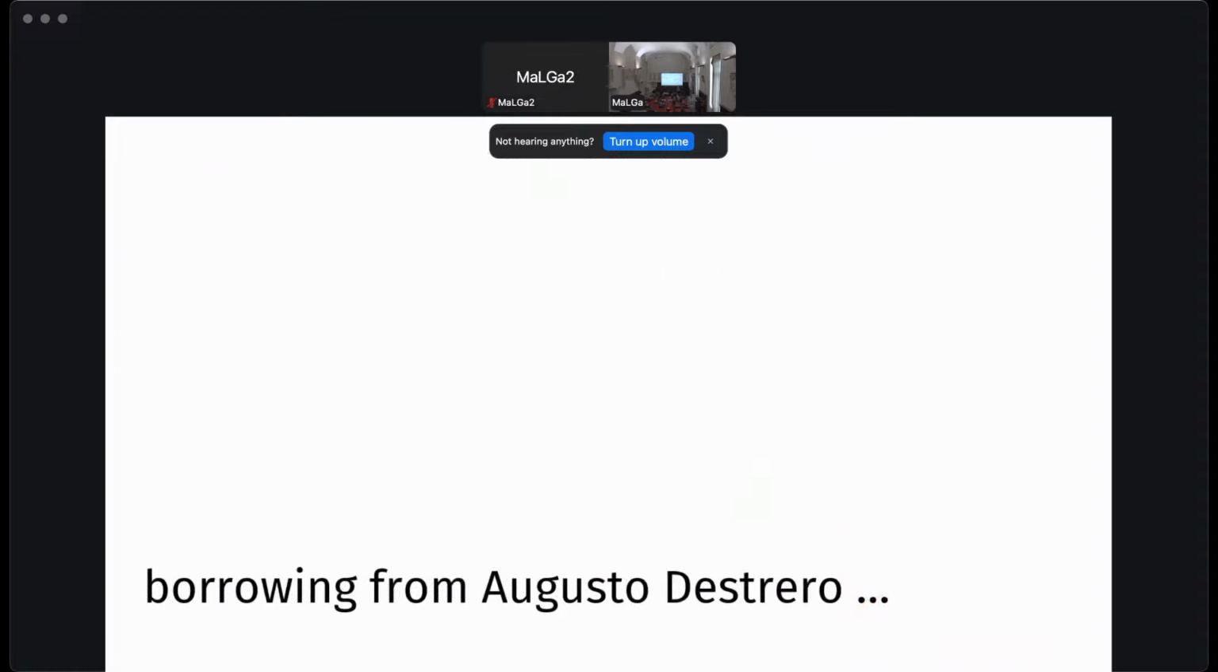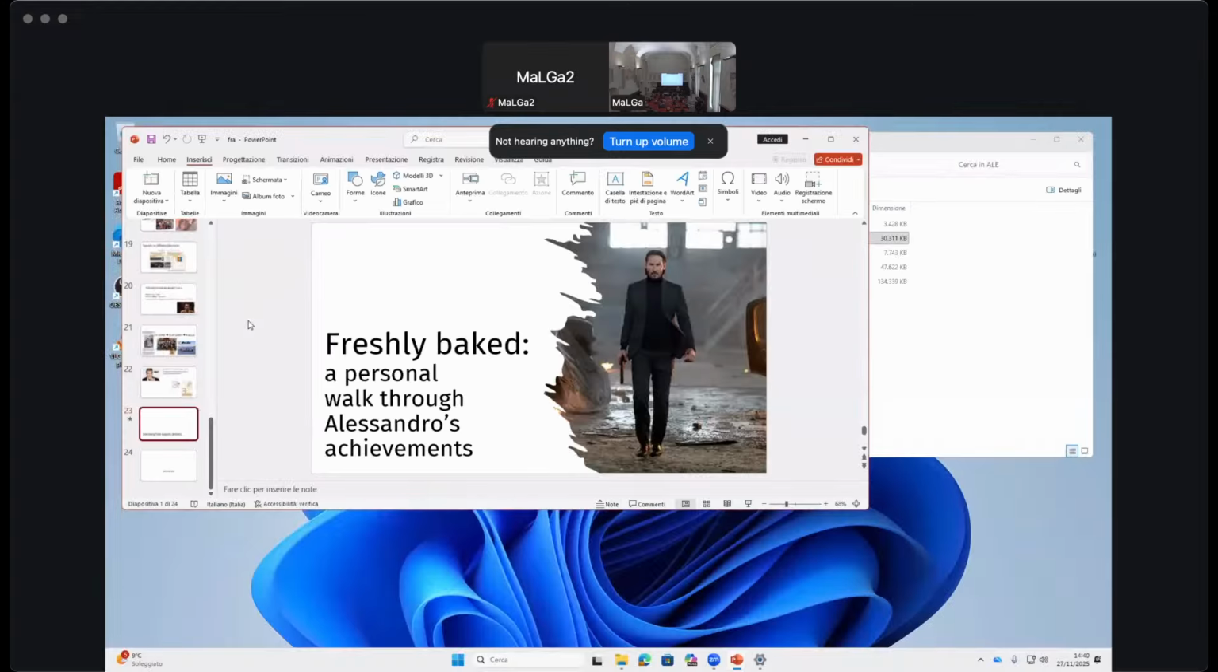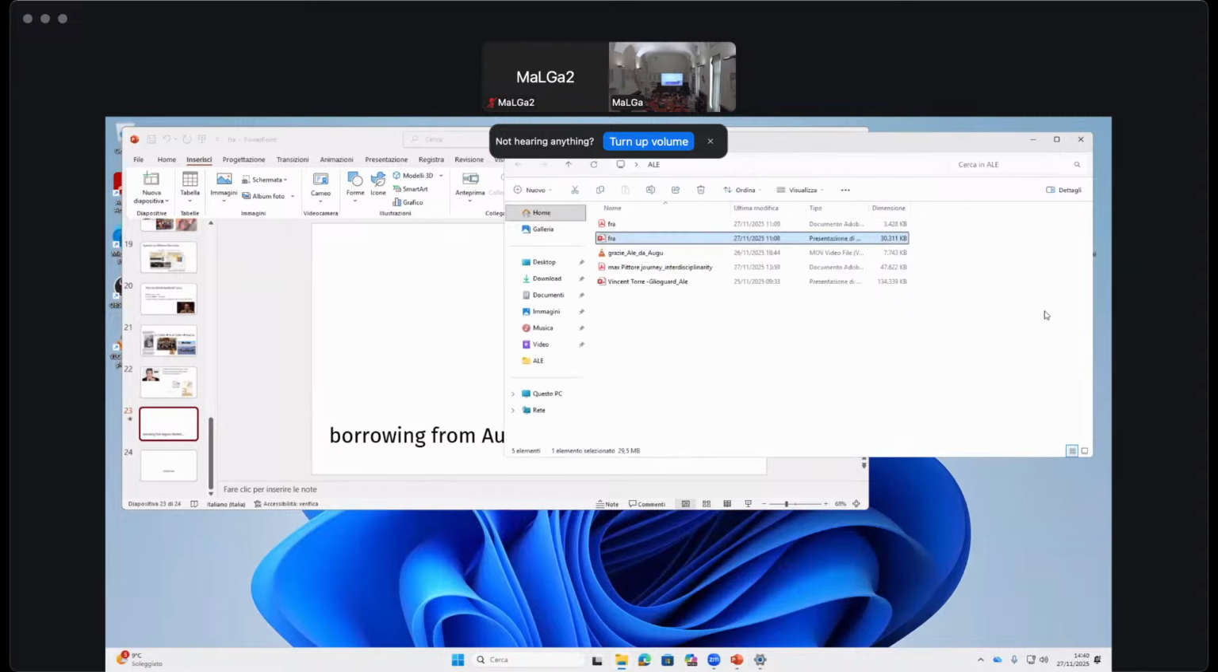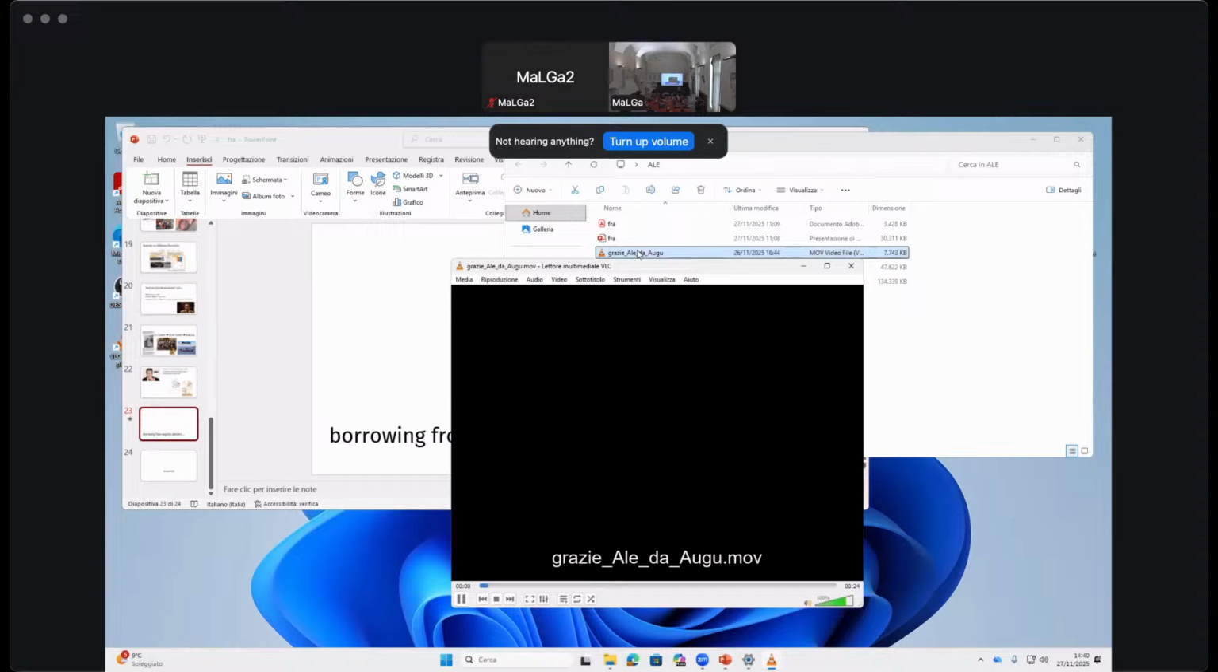Unfortunately, I have some problem because I borrowed a bit of a, I don't know if I can manage it. Help. Yes. It's just a super quick thing that I found in my memorabilia.